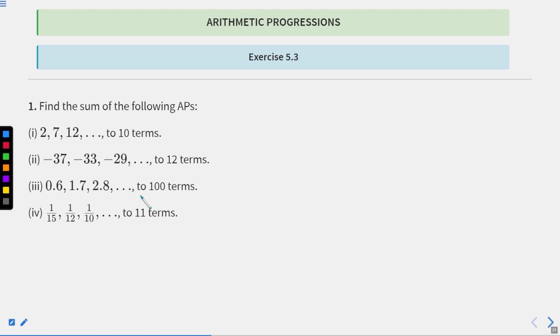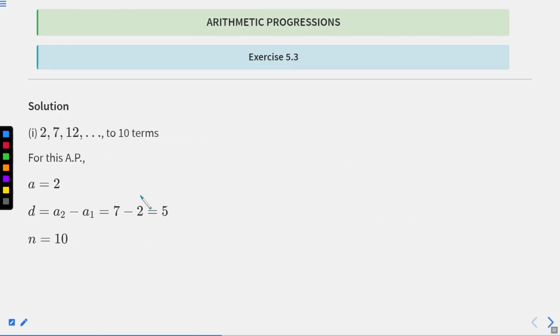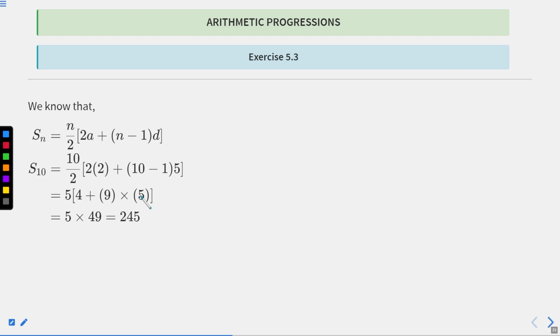Here we are given 2, 7, 12, dot dot dot to 10 terms. For this AP, the first term a is 2 and the common difference d is equal to A2 minus A1, that is 7 minus 2, which is 5. The number of terms n is 10. Now we know that Sn is equal to n by 2 times 2a plus n minus 1 times common difference d. Here the value of n is 10, the value of a is 2 and the common difference d is equal to 5.